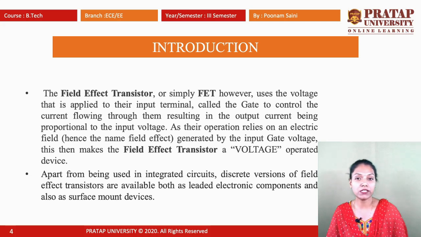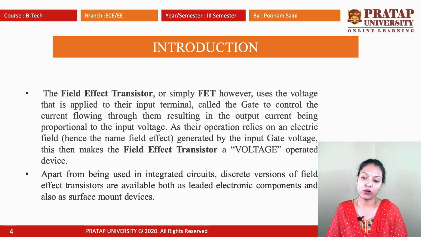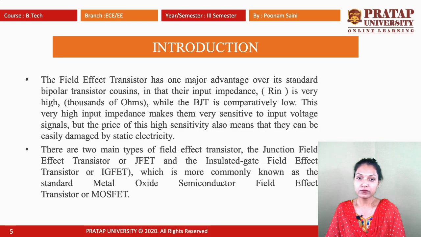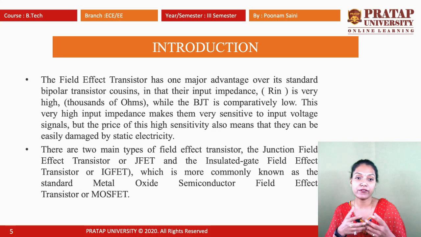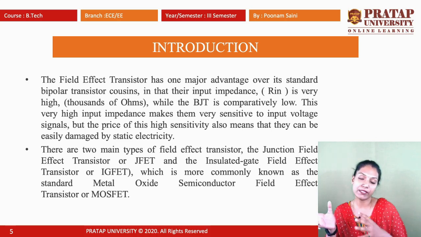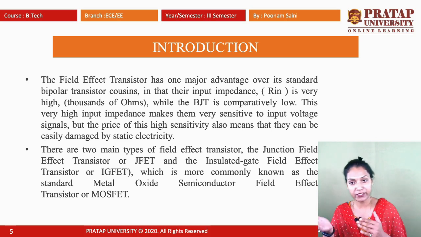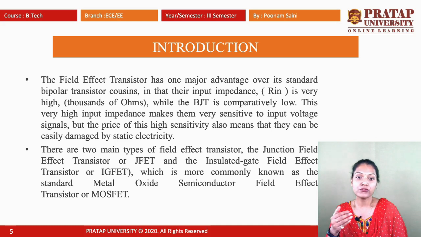Apart from being used in integrated circuits, discrete versions of field effect transistors are available, both as leaded electronic components and as surface mount devices. It has a major advantage over the standard bipolar transistor in that its input impedance is very high, while the BJT's is comparatively low. So the basic difference between a BJT and a FET is that the BJT has low input impedance and the FET has very high input impedance. This very high input impedance makes them very sensitive to input voltage signals, but the price of this sensitivity is that they can be easily damaged by static electricity.